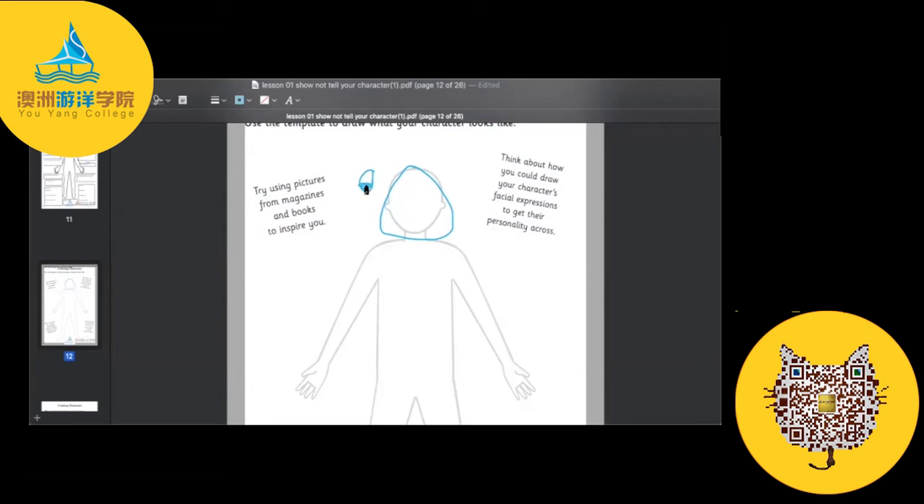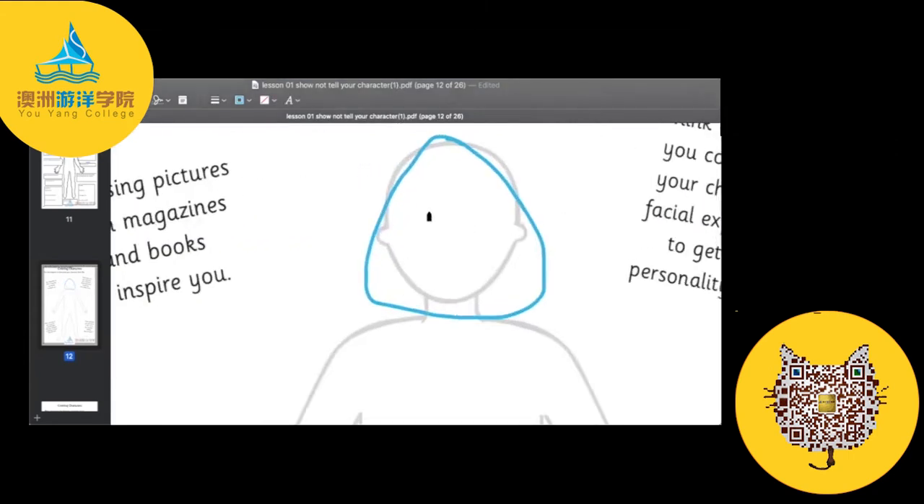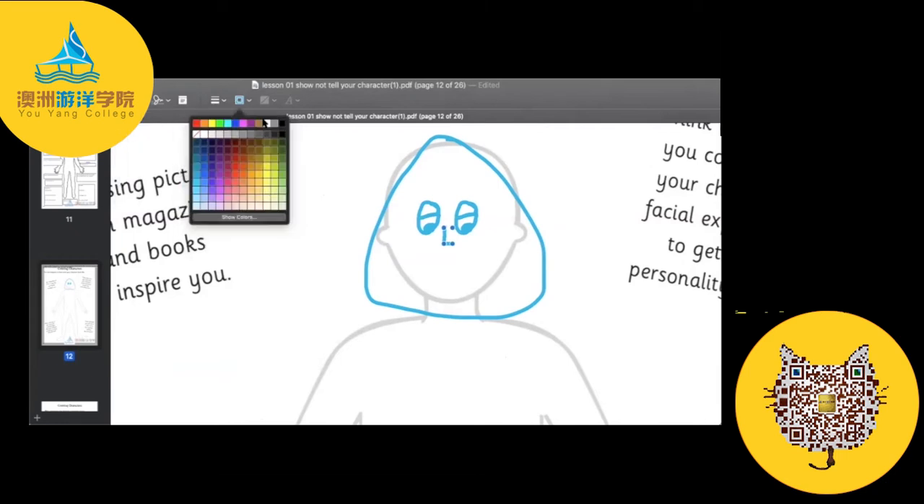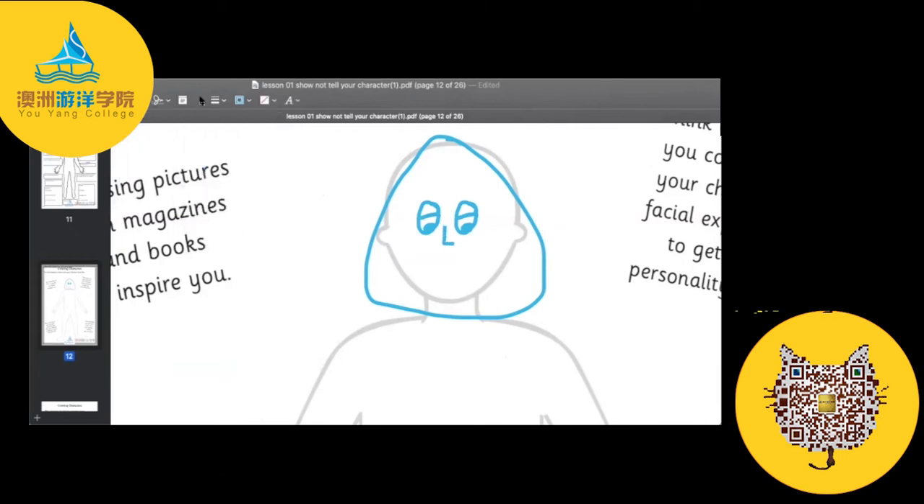Yes, yes, yes, yes. He looks angry. He does have brown hair. He's very fat. This person does not really look fat. Okay, I'll just draw him fat or something.